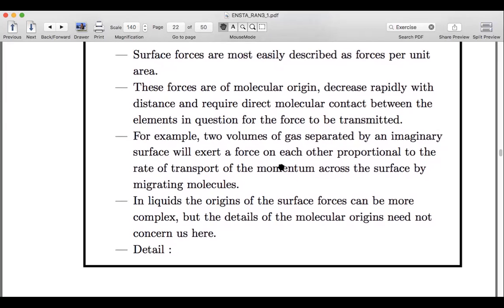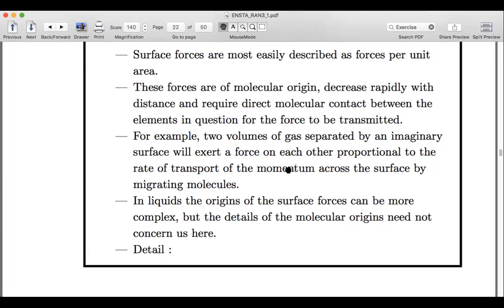So let's consider a fluid, for example, the gas in this room, and then imagine an imaginary surface separating, you know, through the fluid. We often call that a control surface in fluid mechanics, but it's just a technical word for an imaginary surface through the fluid.